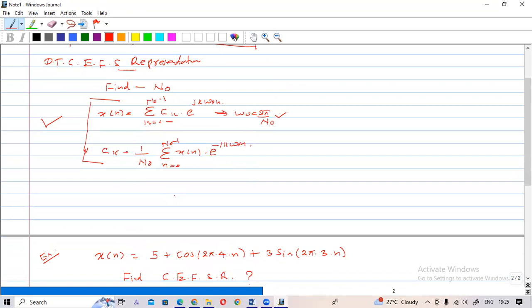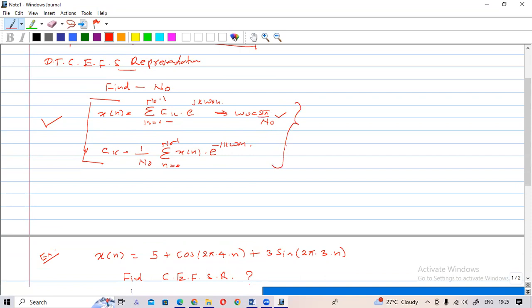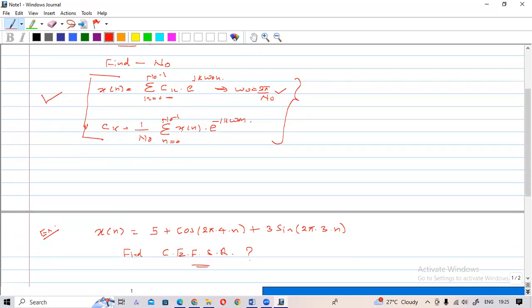First thing is, don't use these formulas. It will be difficult if you use these formulas. So I will expand this formula. Now k goes from 0 to N naught minus 1, so I can substitute different k values from 0 to N naught minus 1 for this k. Then I can expand this. This mark indicates that there is a summation, from 0 to N naught minus 1.